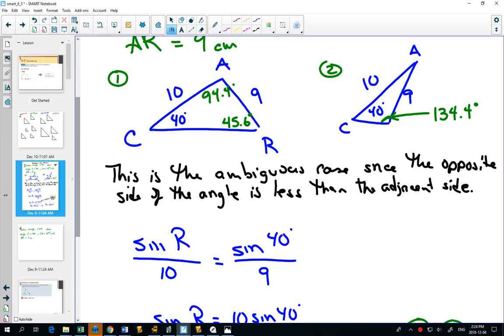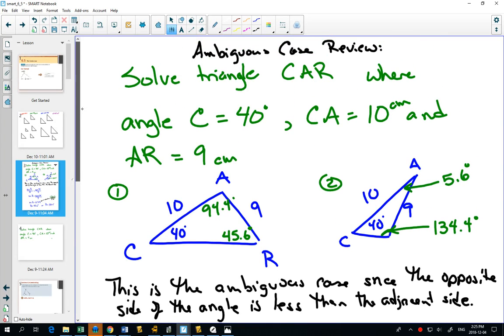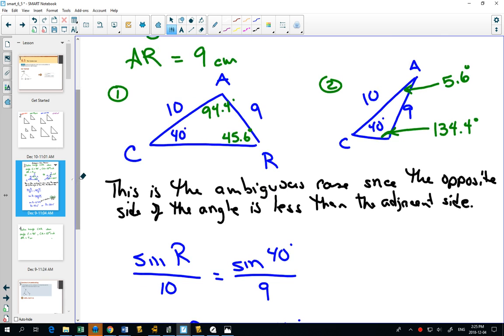And these two, what do they add up to? They add up to 174.4. That would make this angle right here 5.6 degrees. So we do have two triangles that are possible. What did the question say to begin with? It said solve the triangle. Solving the triangle says you have to find all the angles and all the sides. So on triangle 1, we found all the angles, but we still have one more side to find. And on triangle 2, we found all the angles, but we still have one more side. Yes?